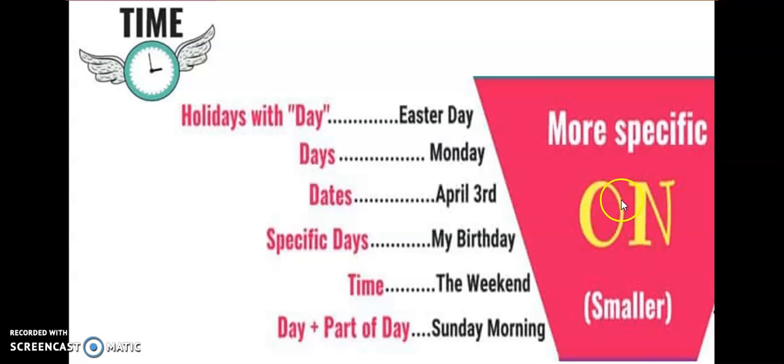Then we have on. This is more specific than in. On is used to talk about holidays with the word day. If the holiday has day, you express it with on: on Easter Day. To talk about normal days: on Monday, on Tuesday, on Wednesday. To talk about dates: on April the 3rd. To talk about specific days: on my birthday. To talk about time: on the weekend. To talk about a day plus a part of the day, for example, on Sunday morning.